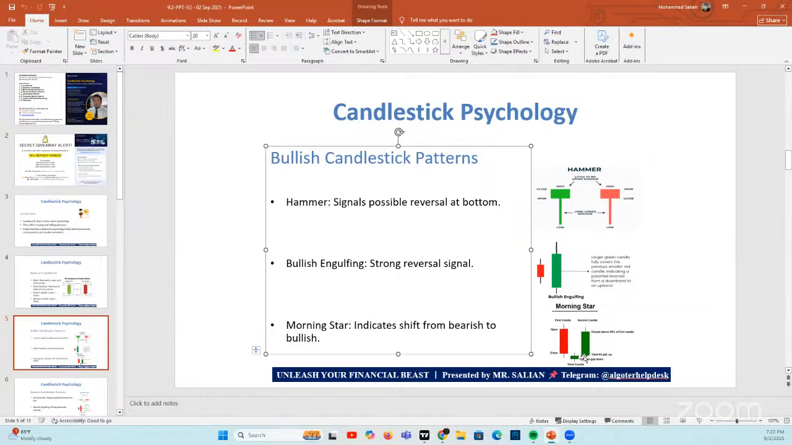Okay, it means this is a reversal because after the third candle forms, the candle typically is bigger than the previous one. So it will look like this. So very easy. That's called a morning star.